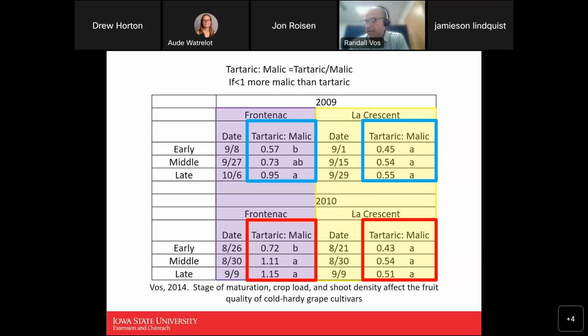You know, just letting them hang longer, the TA will go down to some degree, but it's not going to change the ratio, or at least in these 2 years it didn't, of malic to tartaric. And so again, different acid profile between those two cultivars there, and that's just 2 examples of it.